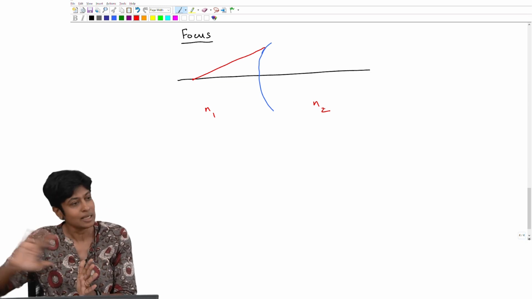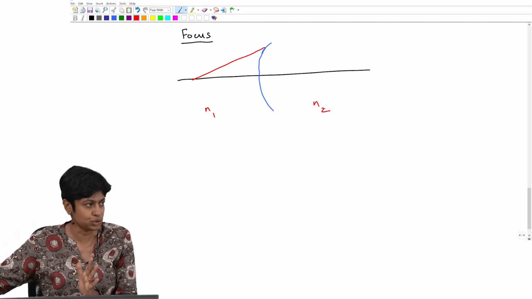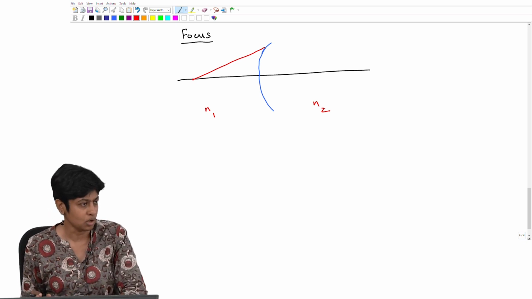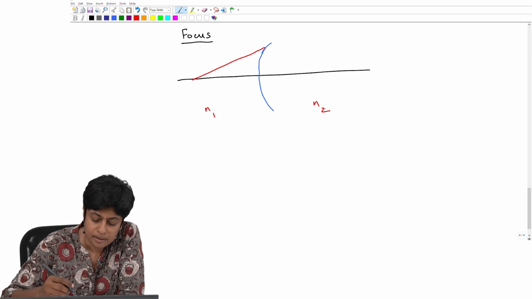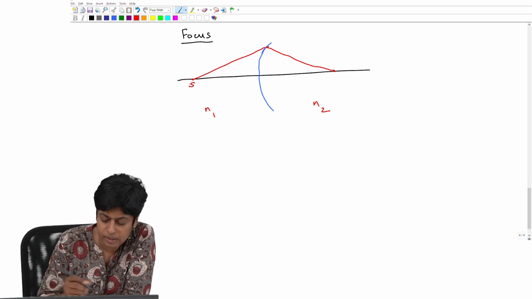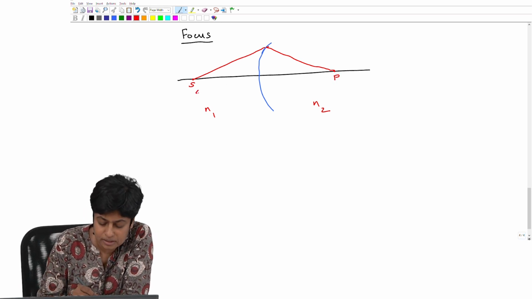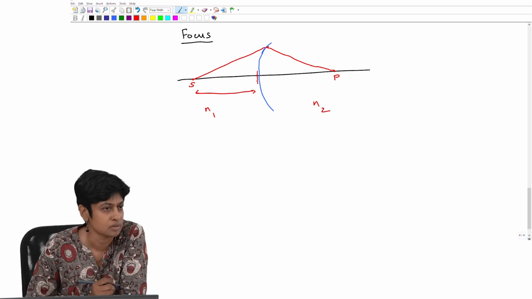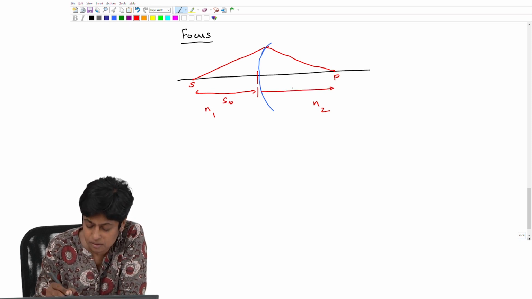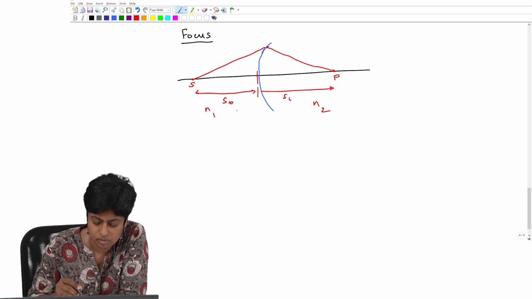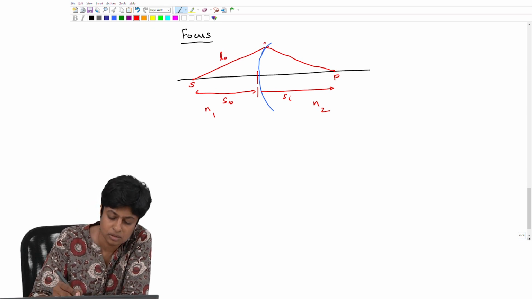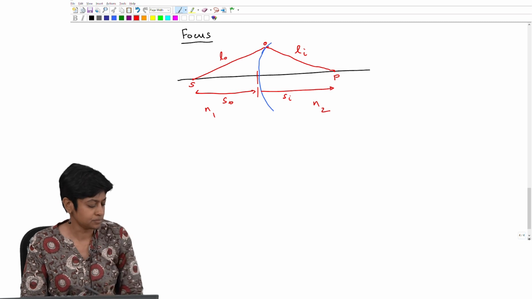After this interface it is completely another refractive index n2. We are talking about homogeneous media, so it is n1 on one side and n2 on the other side. This travels to some point over here. This point I will call S, this is P, and this distance to the vertex of this interface, let us call it S0. From vertex to here, let us call it Si. This is L0, and this is Li.